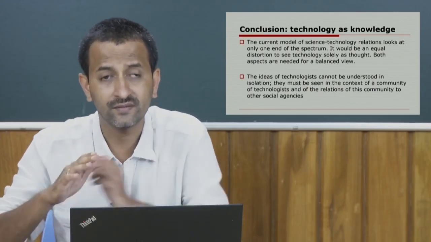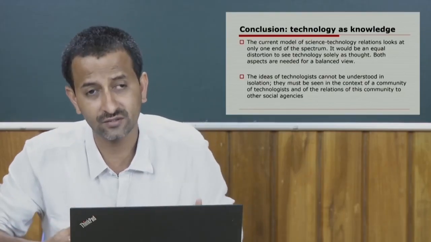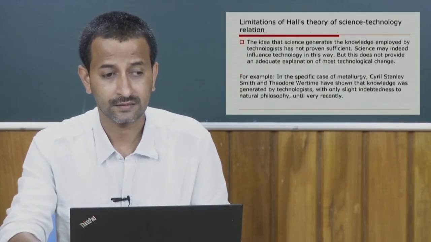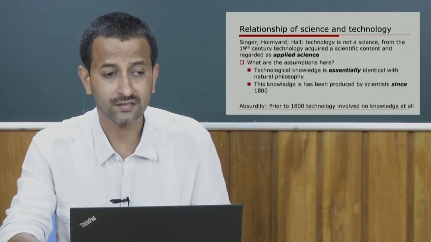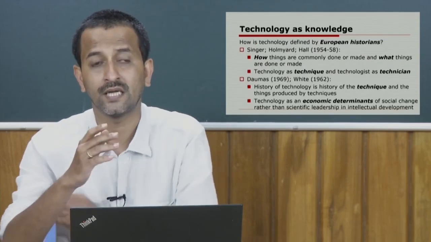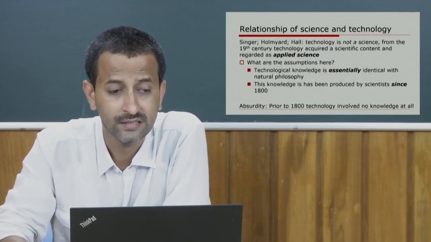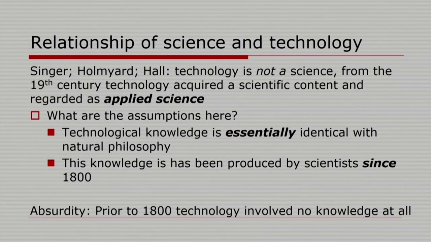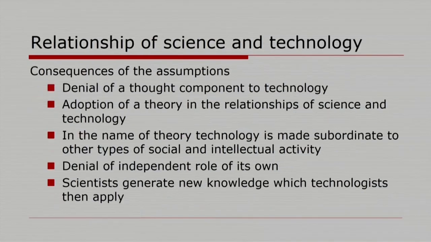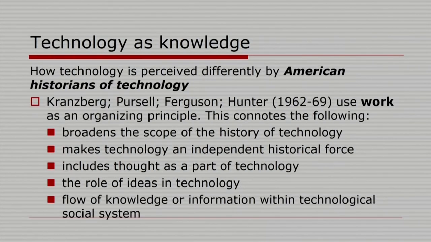Then what have we discussed till now in this lecture on technology as knowledge? Very quickly, we started with how technology has been conceived by European historians, then American historians, I mean historians of technology, and the hybrid version of European American historians of science and technology. And then we discussed the relationships of science and technology.